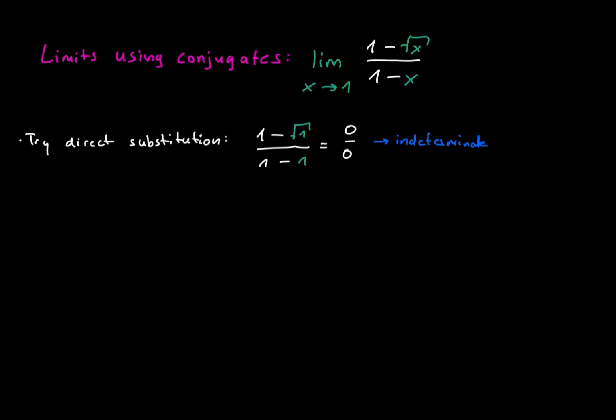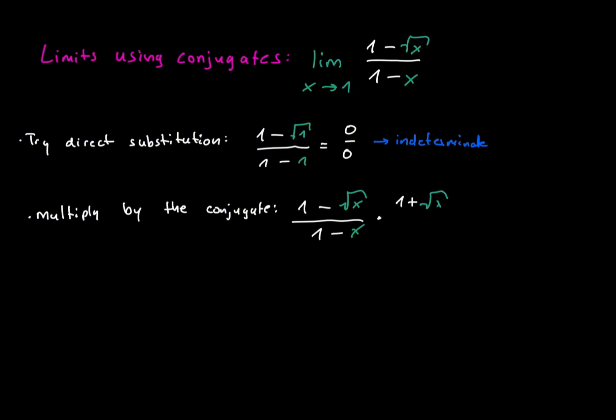Now we notice the square root in the numerator. That is our signal to use the conjugate. The conjugate of 1 minus square root of x is 1 plus square root of x. So we multiply the fraction by (1 plus square root of x) over (1 plus square root of x).